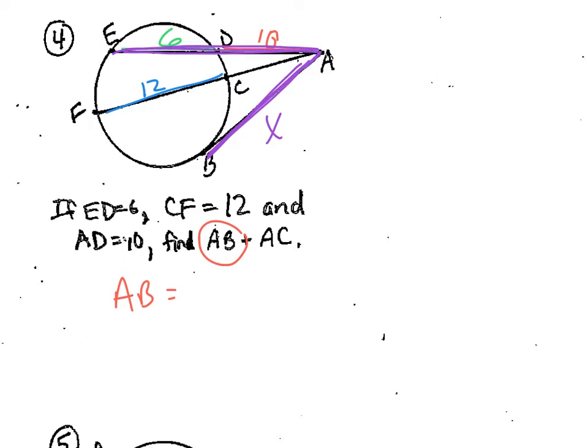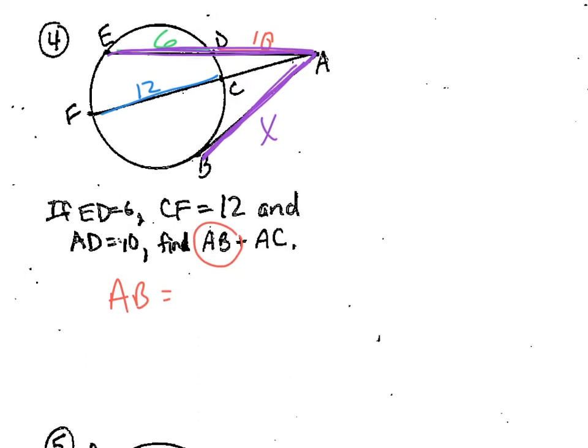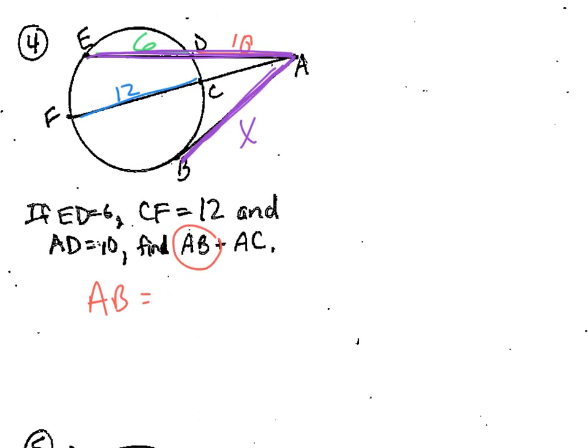I'm looking at secant tangent, similar to the second one that we did. I'm on theorem 10.17, my secant tangent theorem. Here's what my theorem tells me: the whole times the outer part is equal to the tangent squared. And my tangent is my unknown, so I've got x squared for my tangent part, and then I need my whole and my outer part.